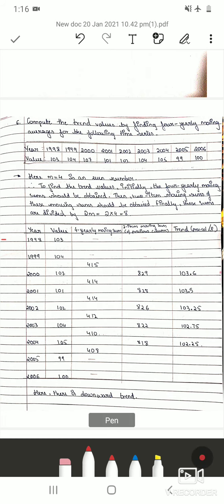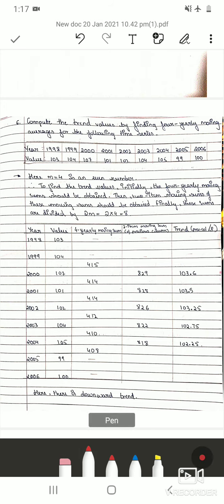So we got the 4 yearly moving sums. So the first 2 years and the last 2 years will be blank. What we did is, we add the first 4 values, write it in the middle, then add the next 4 values, write it in the middle. Then you have to add the next 4 values. And so on, you have to calculate the 4 yearly moving sums.